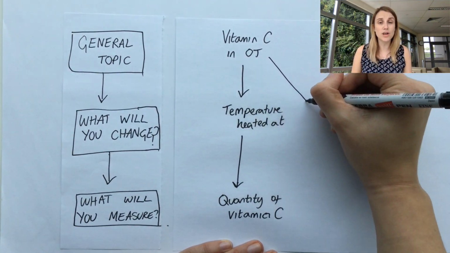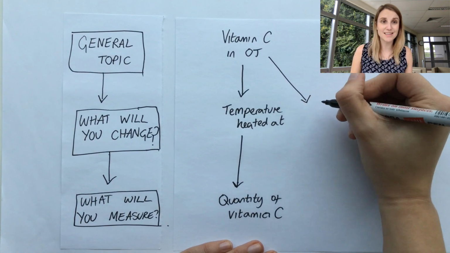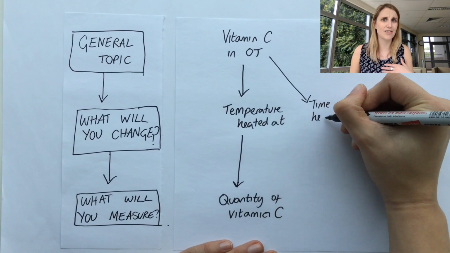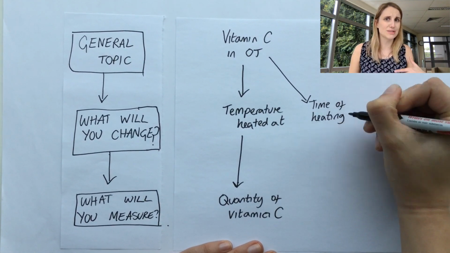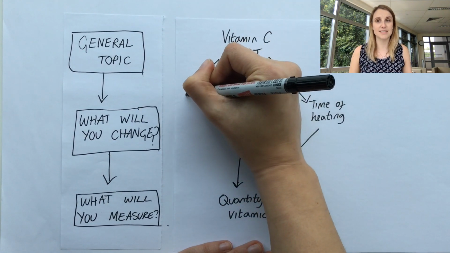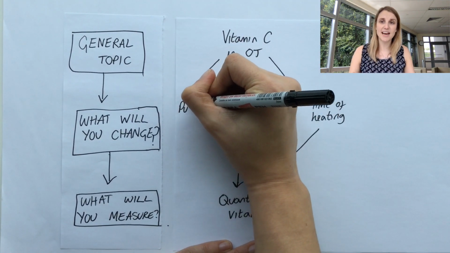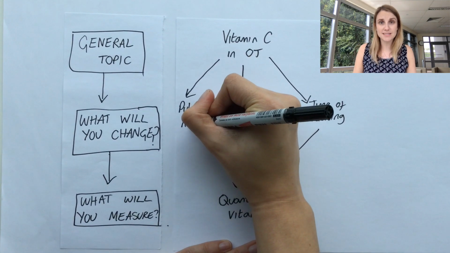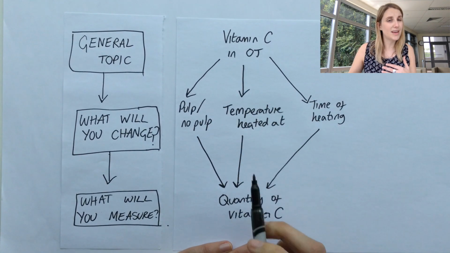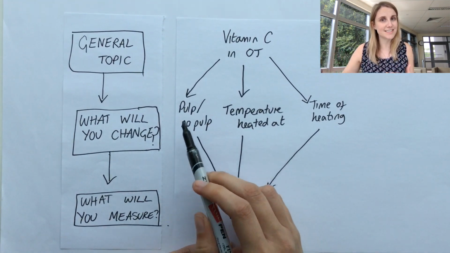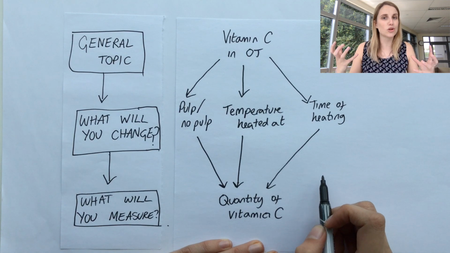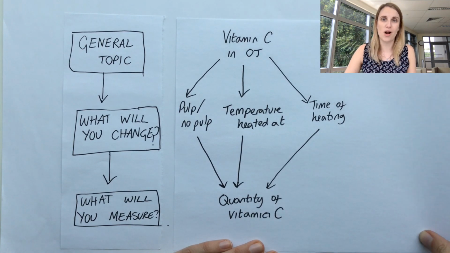So for example, you could change the time that you heated it for, or you could change the amount of pulp that was in it. So you could have like full pulp orange juice and no pulp orange juice and see if that made a difference to the quantity of vitamin C. So by doing this, instead of just saying as temperature increases, vitamin C content increases, you can compare the time of heating as well as the temperature that it's heated at, as well as the type of orange juice to come up with an overall conclusion based on more than one thing.